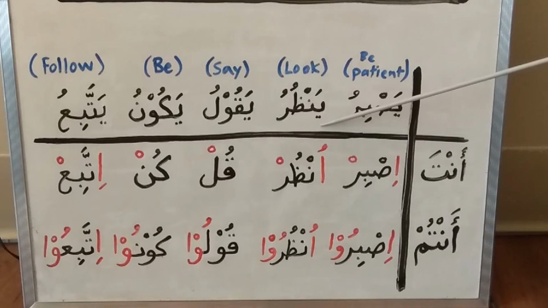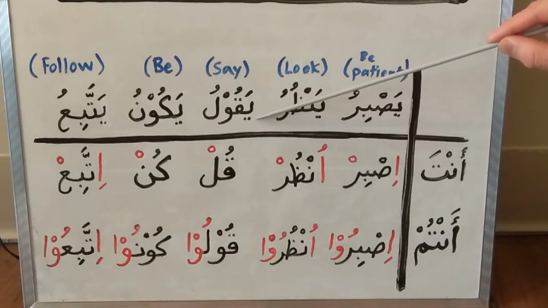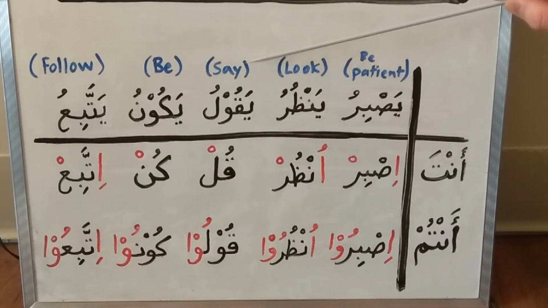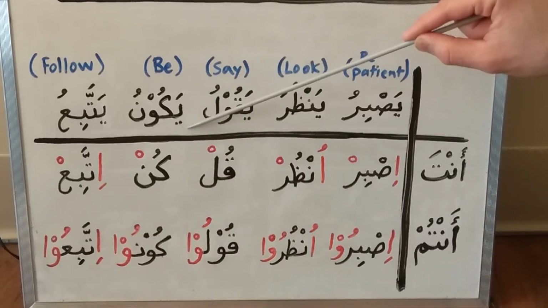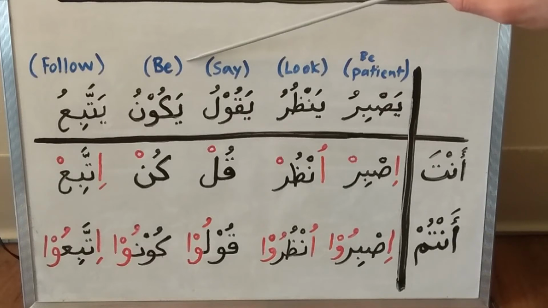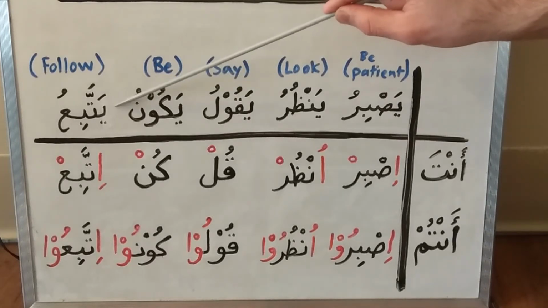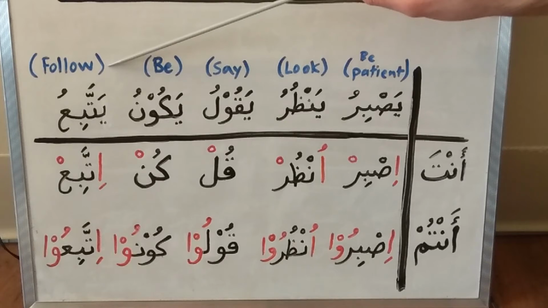Yanduru means he looks. The commanding form is look. Yaqulu means he says, and the command form is say. Yakunu means he is, the command form being be. And yattabi'u means he follows, and in commanding form we'd say follow.